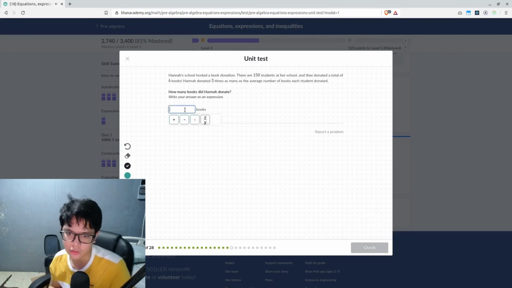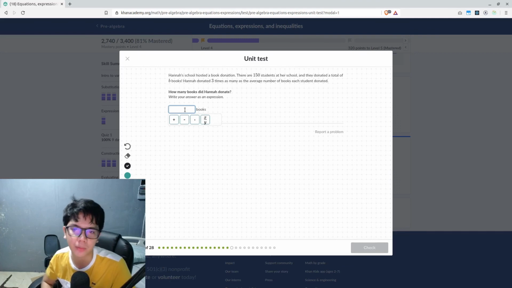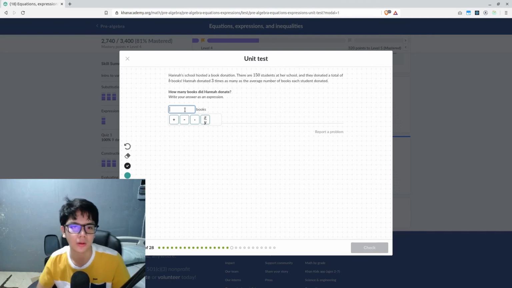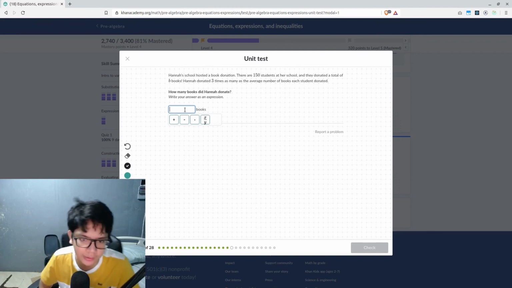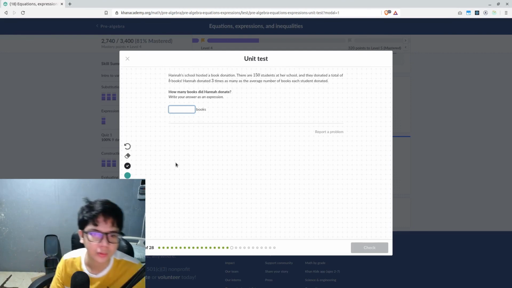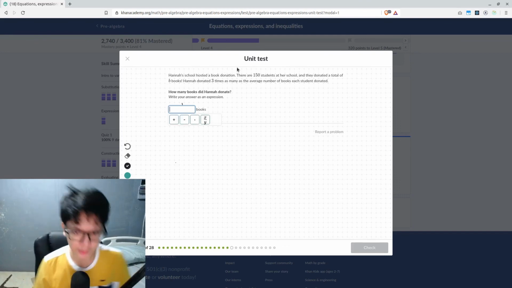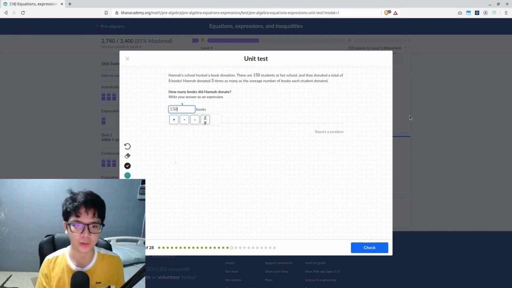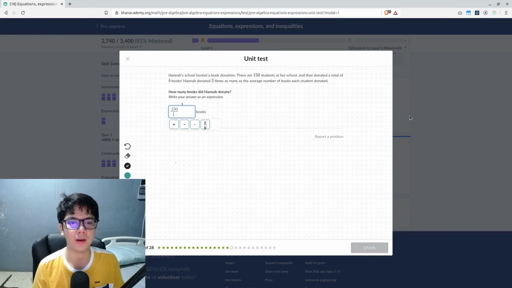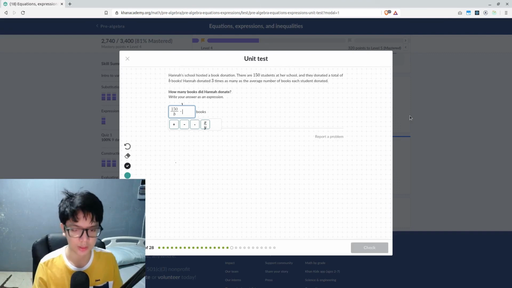Hannah's school also had a book donation. There are 150 students at her school, and they donated a total of B books. Hannah donated 3 times as many as the average number of books each student donated. How many books did Hannah donate? Write your answer as an expression. Okay. She donated 150 students divided by B times 3.